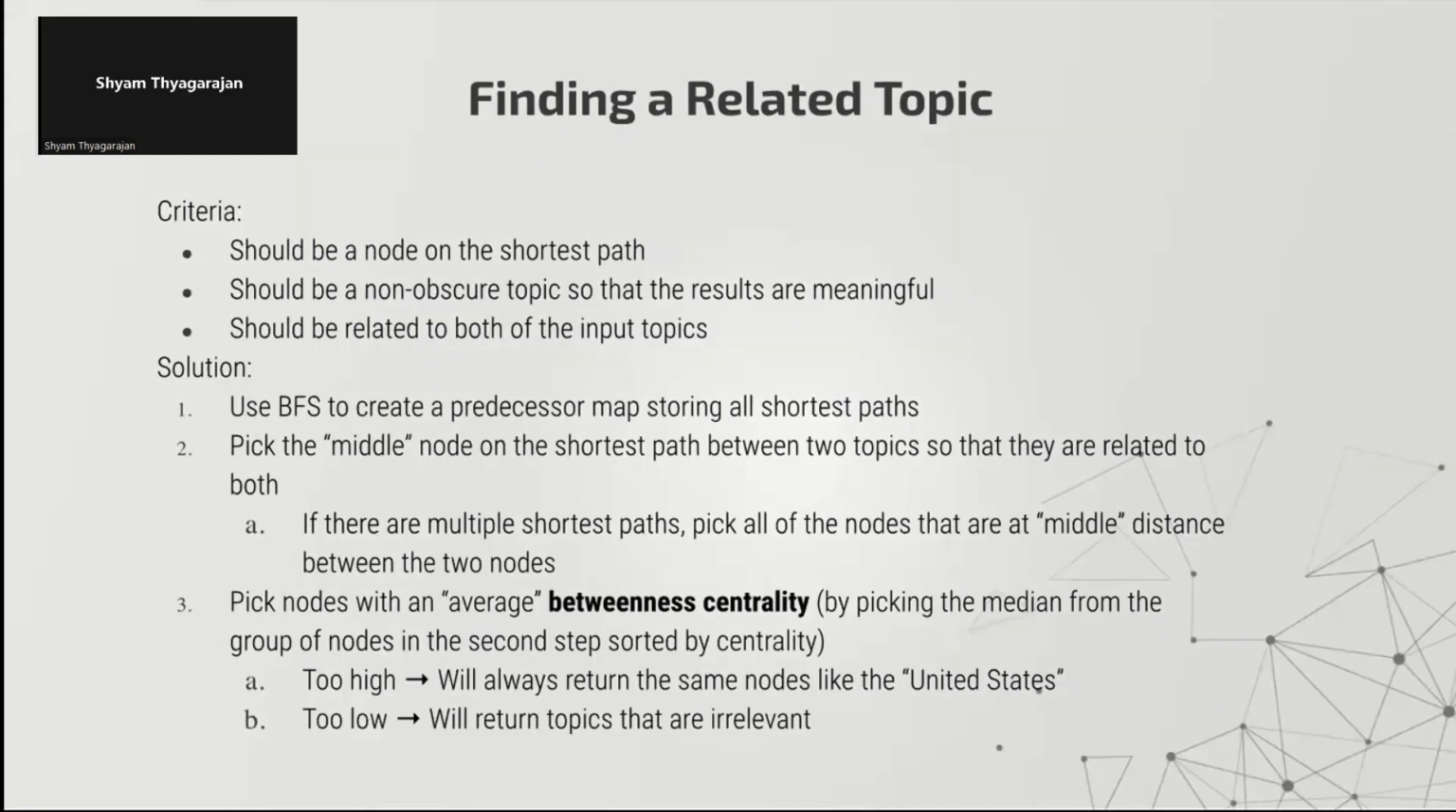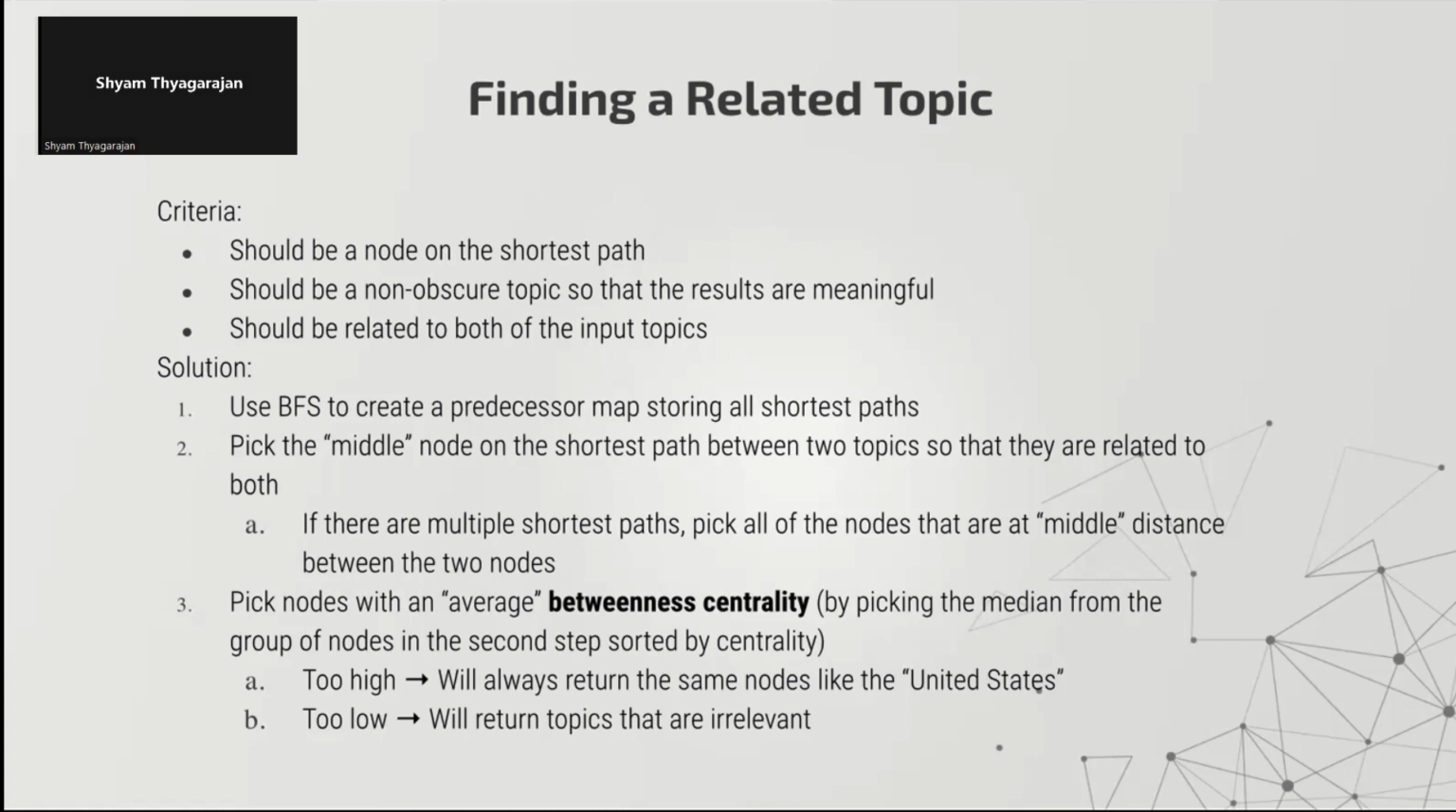For finding a related topic, we wanted to abide by certain criteria: the node should be on the shortest path, so that it was somewhere along the connection between the two input topics. It should also be a non-obscure topic so that our results actually mean something. And it should also be related to both of the input topics. So our process was to use BFS to create a predecessor map that would store all these shortest paths. Then we'd pick the middle node on the shortest path between the two topics, so that the output was related to both of these.